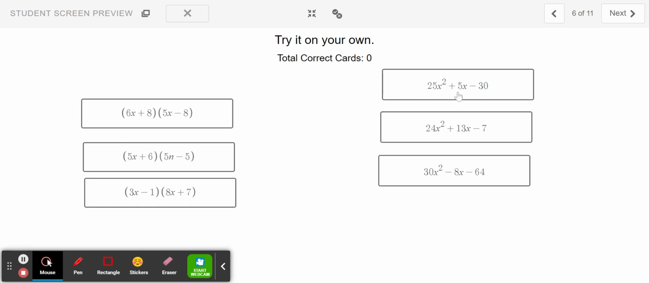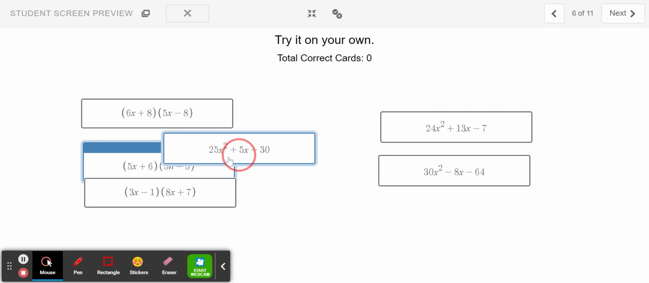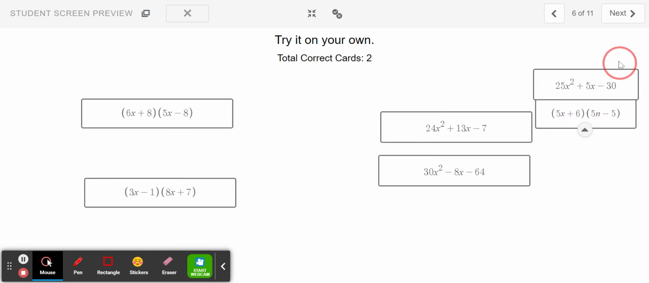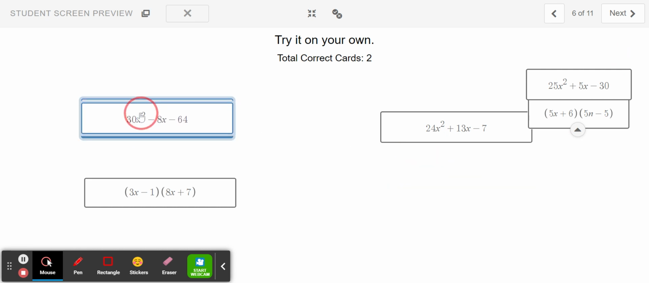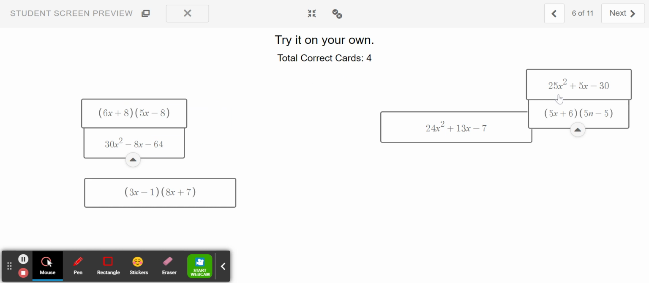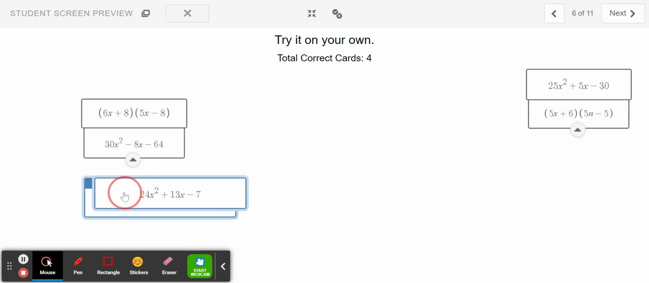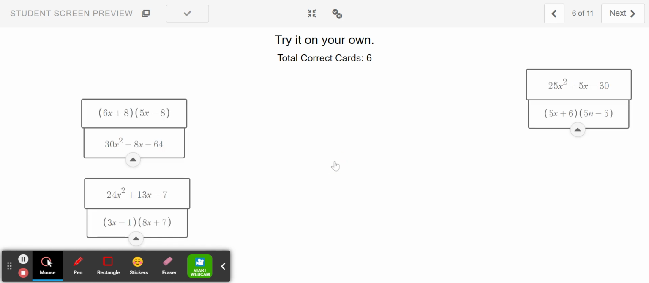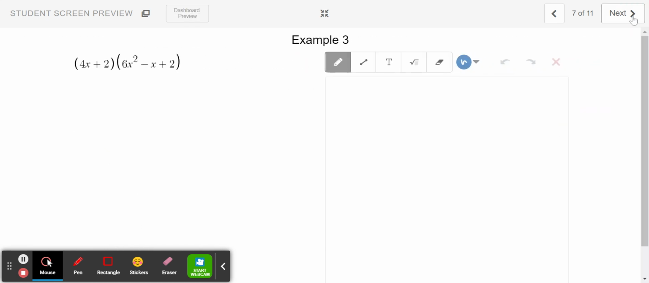Okay, so notice once I get these things here together, my number up there at the top is changing. I have 2 and 4 that are in the right place, and those would be your answers. Okay, so let's go on to another example.